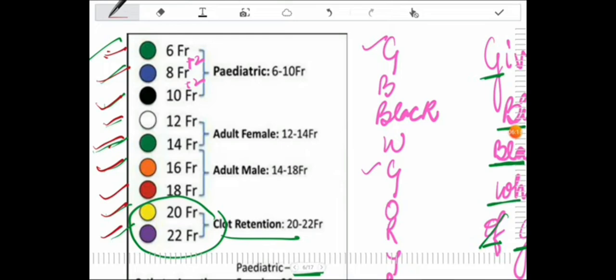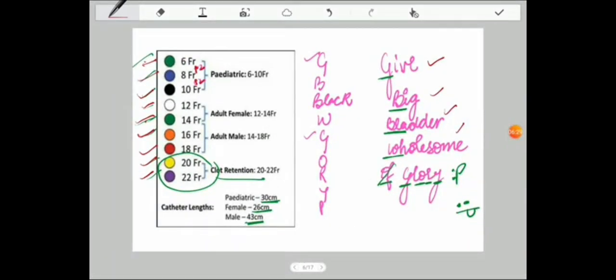So then for the size, it is very easy. You just have to remember that there is a difference of 2 between each. So it goes like 6, 8, 10, 12, 14, 16, 18, 20, 22, like a table of 2.